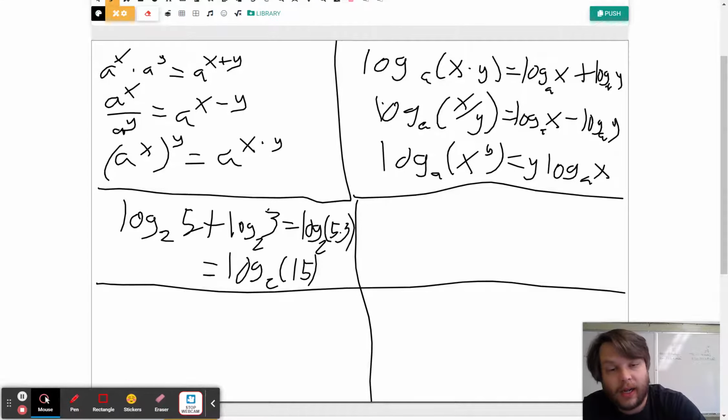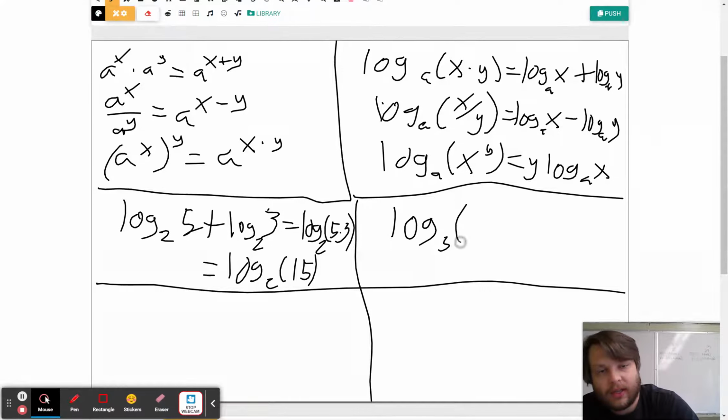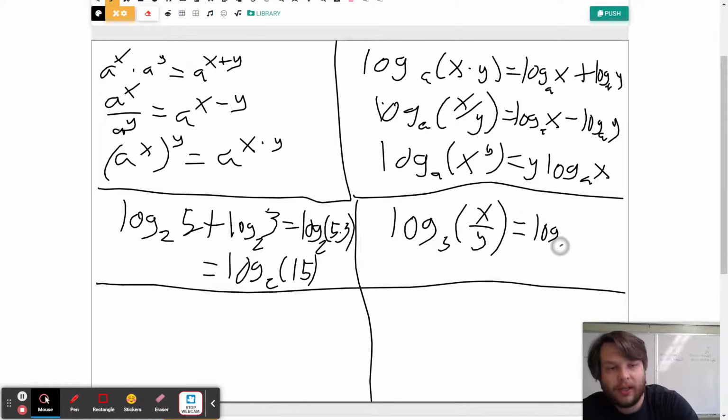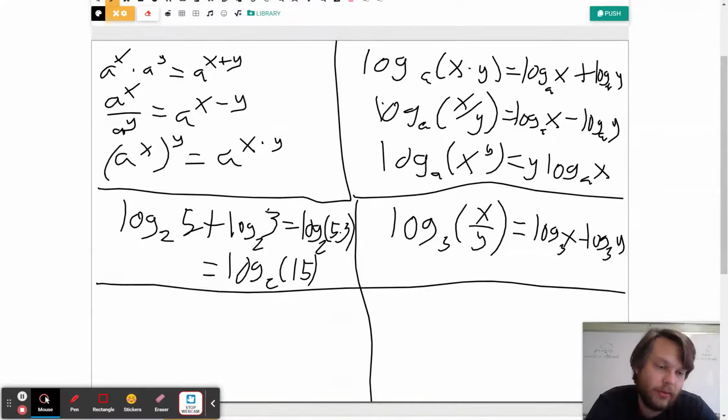An example of expanding would be a situation like this. Let's say I had log base 3 of x over y. So you see how I start with a single log, and I'm going to utilize the division property to make that log base 3 of x minus log base 3 of y. That's as good as it's going to get.